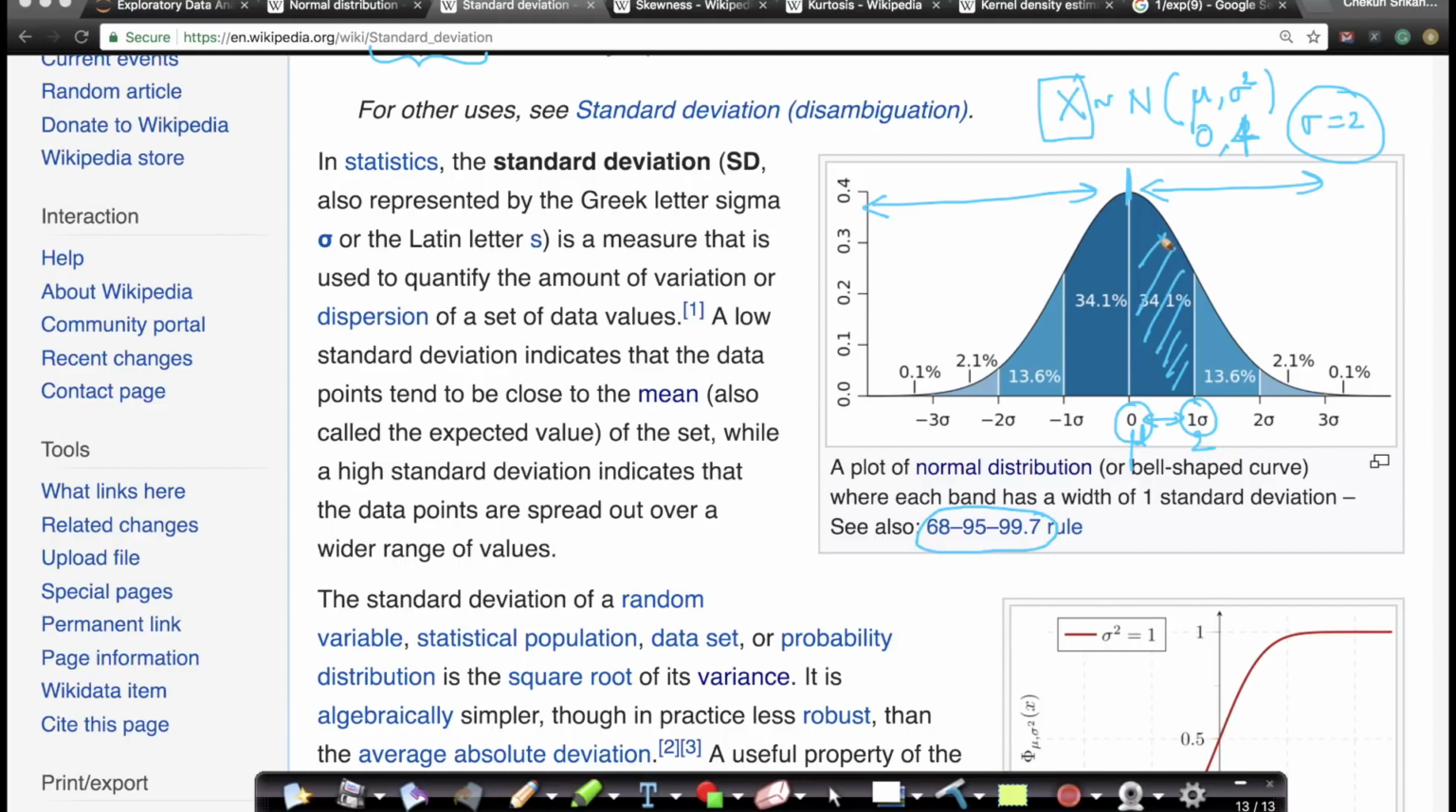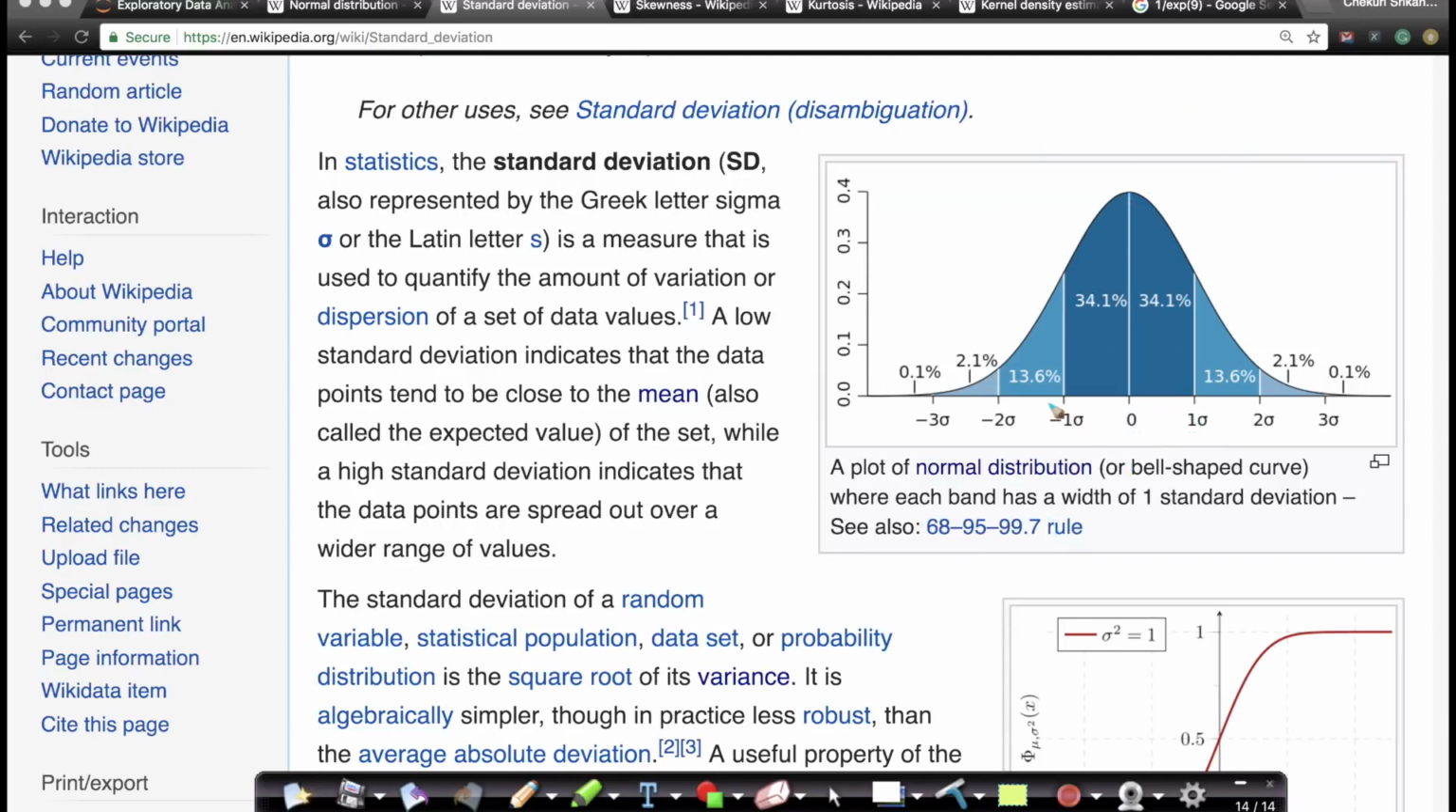right? 34.1% of points are here, which means, in other words, if my x is normally distributed with a mean of 0 and a variance of 4, so sigma equals 2 and mu equals 0, then between minus 1 standard deviation and plus 1 standard deviation, right? My standard deviation here is 2, right? So between minus 2 and 2, I will find 68.2% of the points.